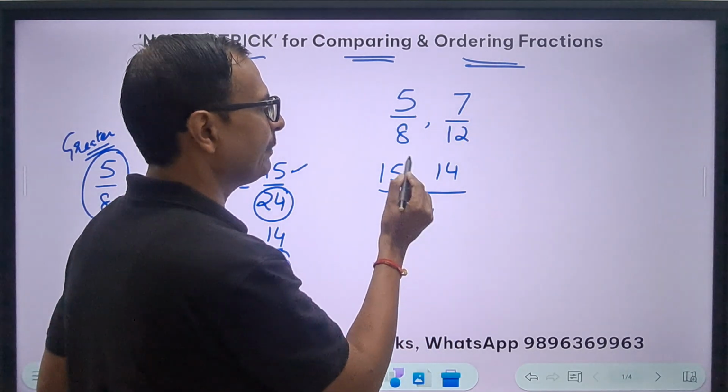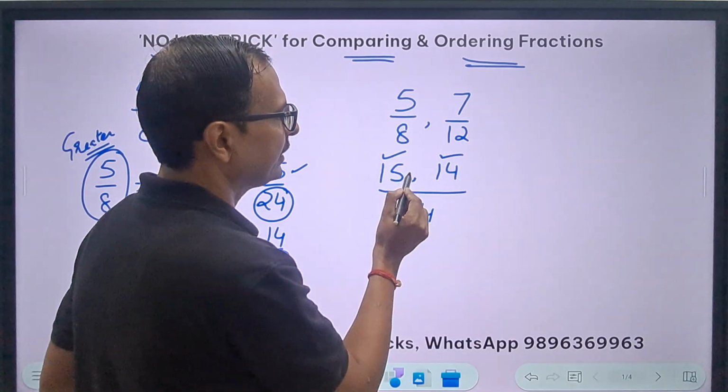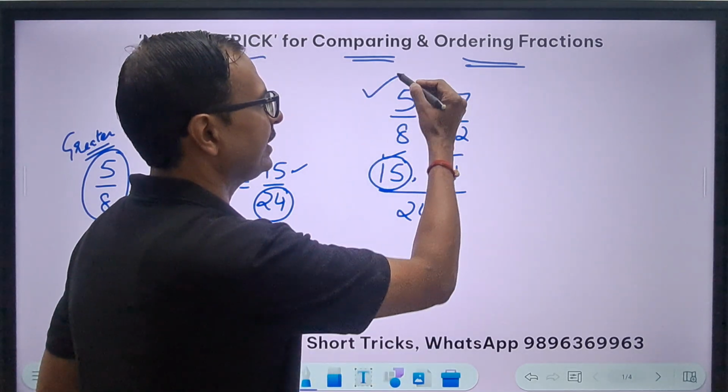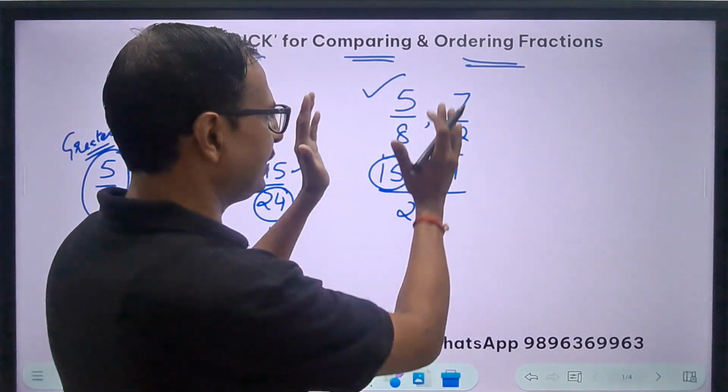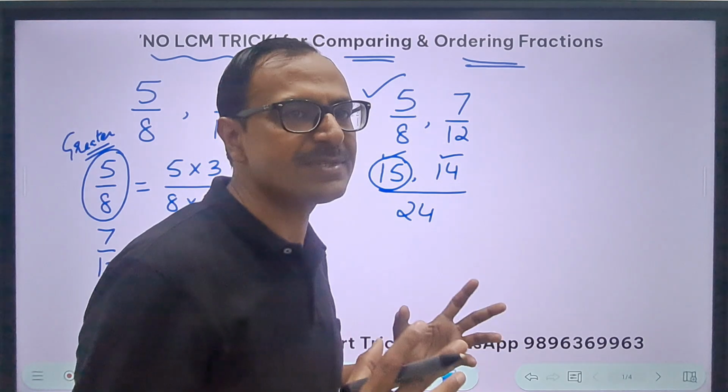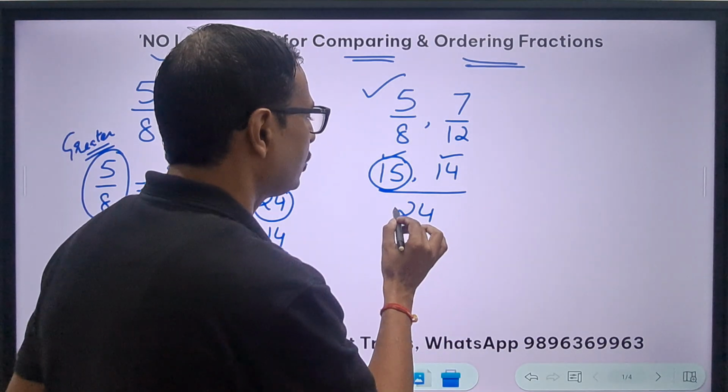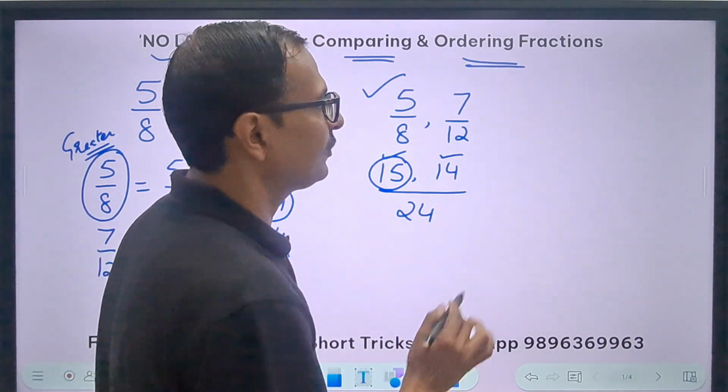And so if you compare 15 and 14, you will know that 15 is greater, and so 5 by 8, that is the first fraction, is the greater fraction. Now here we have reduced the number of steps. Now if I don't want to use this 24, what will I do?